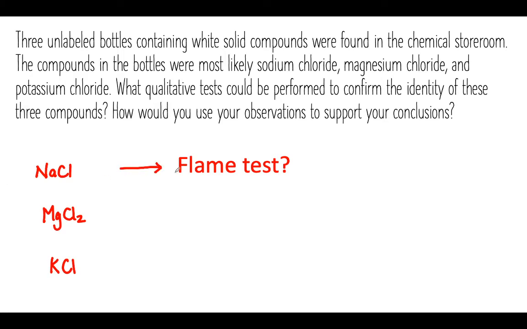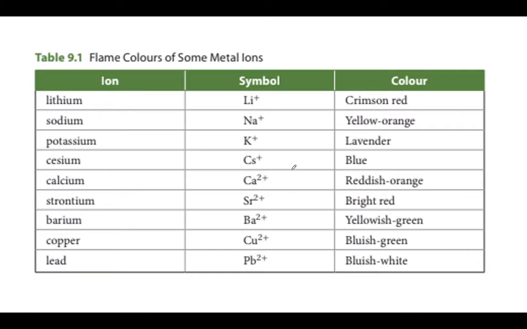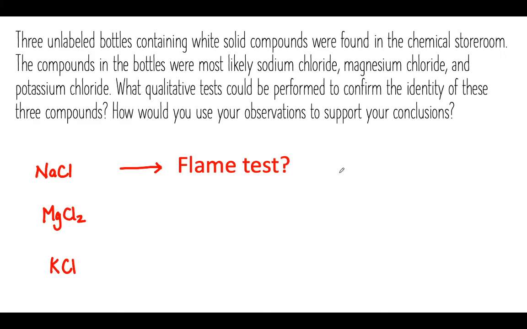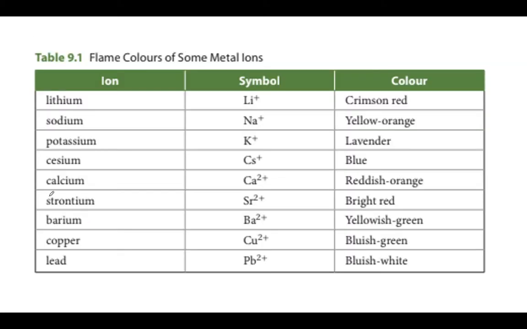So NaCl, when it's exposed to a flame, what color is it going to produce? Let's take a look at our chart. If sodium is involved in a compound and it's exposed to a flame, it's going to form a yellow-orange color. So whichever one of these 3 produces a yellow-orange flame, I know that that one is going to be NaCl.